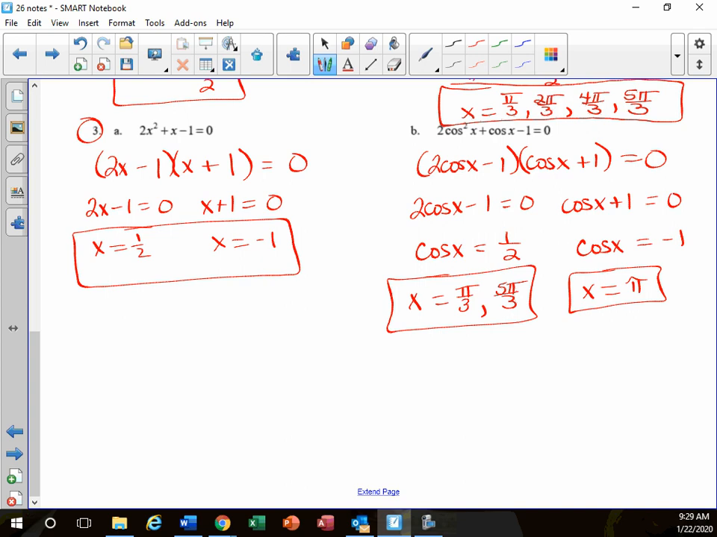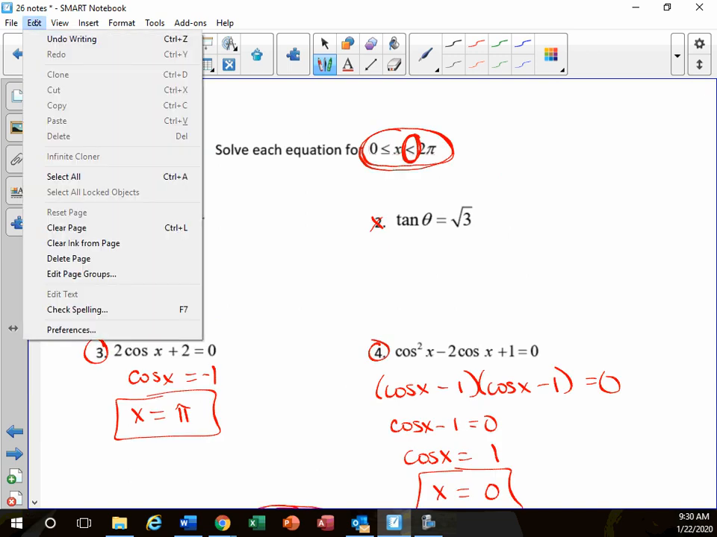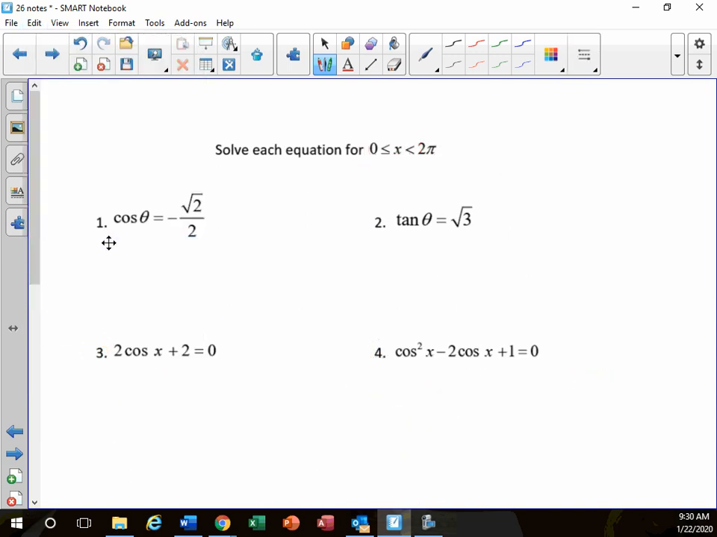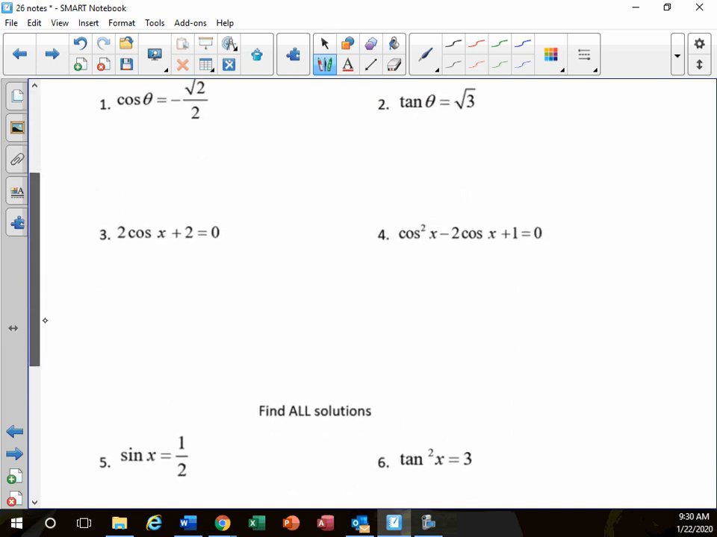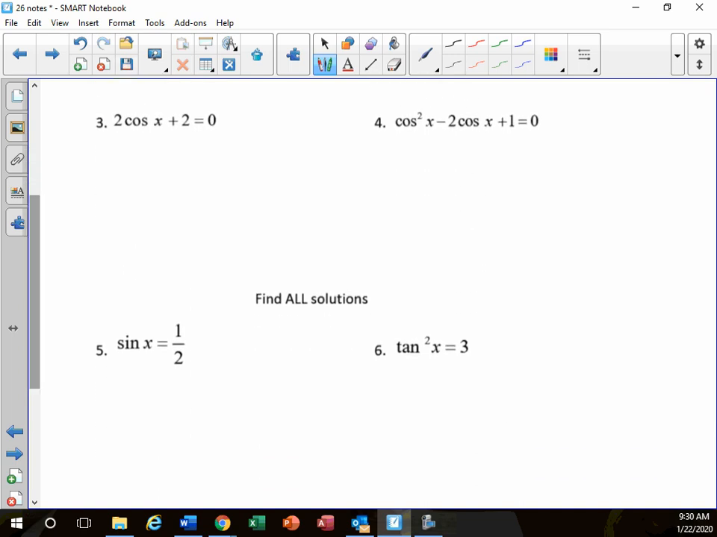Questions on the first page here? Okay. All right, turn the page when you're ready. All right, let's skip 1 and 2. You guys try 3 and 4 for me, okay? Just do these 2.